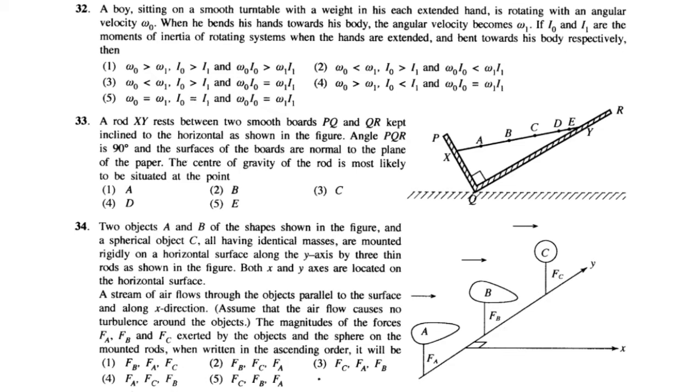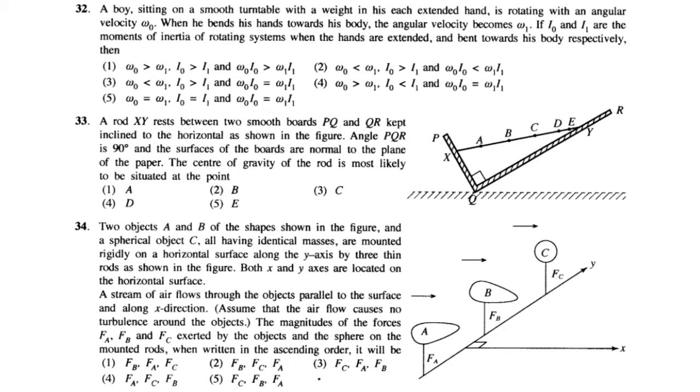Now look at the shapes of the objects. A. The top of A is flattened and the bottom is curved. When the air flows through A, at the bottom, the speed of air is more, and up, the speed of air is low. So the pressure at the bottom is low, and the pressure at the top is more. Then there will be a force downwards from high pressure to low pressure. So FA is more now.